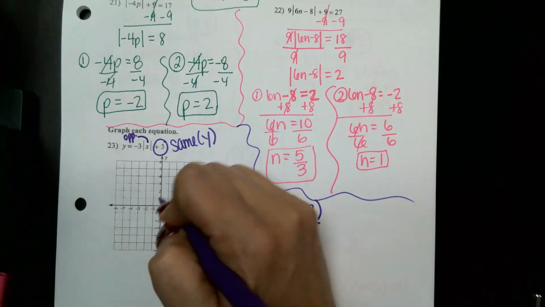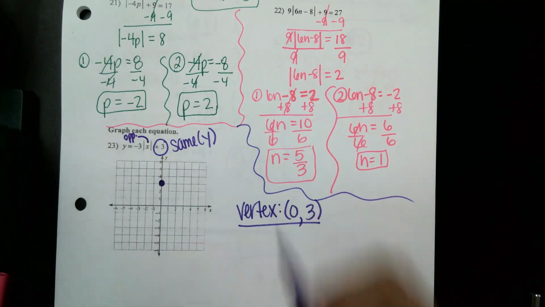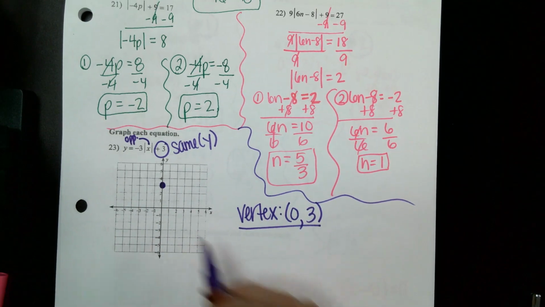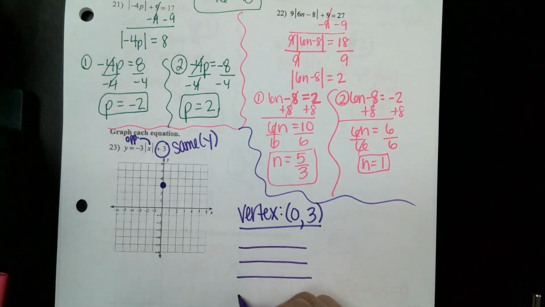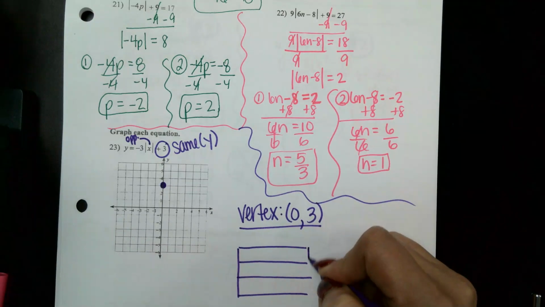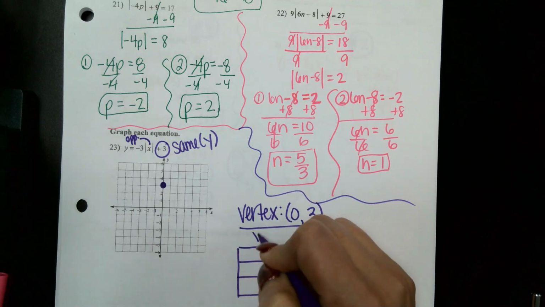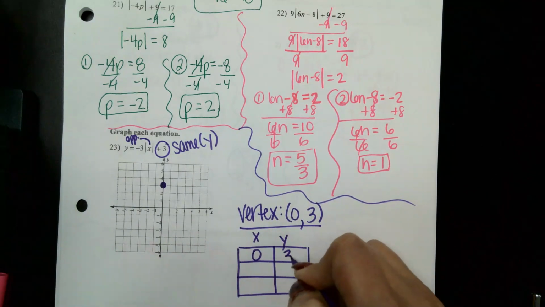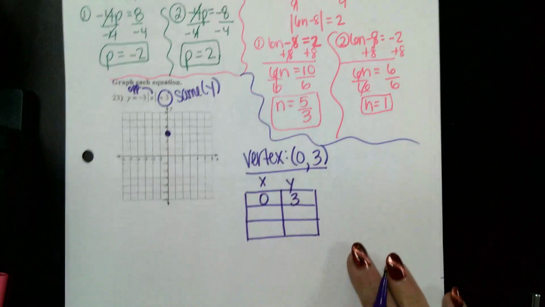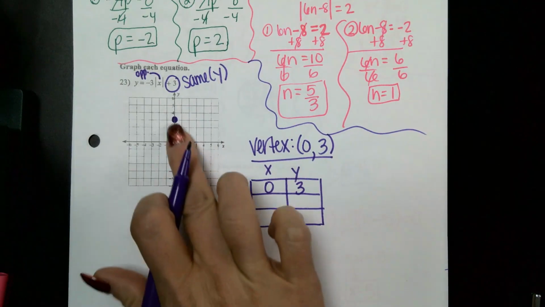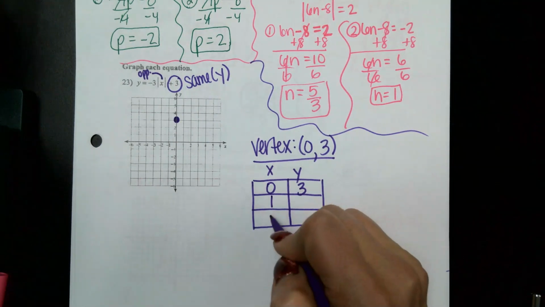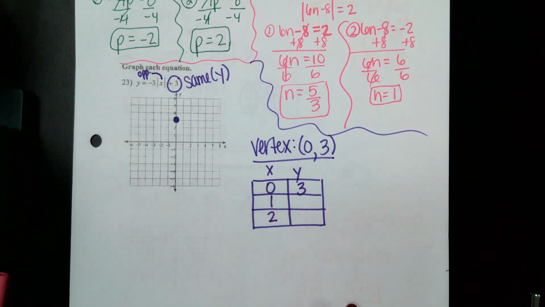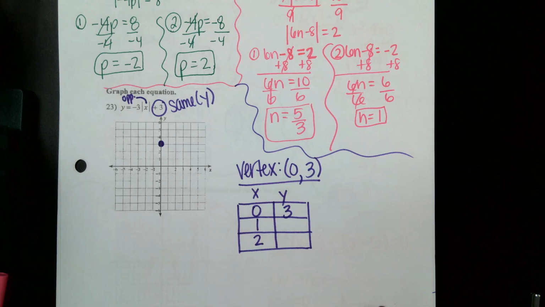So go ahead and plot 0, 3. So it's right here. Right there. And then typically we have like a T-chart, and you'd put the vertex in the top one, and then don't we usually just pick 2 numbers to the right or left? We usually pick the 2 to the right, so like 1 and 2. And all we have to do is plug them into the original.